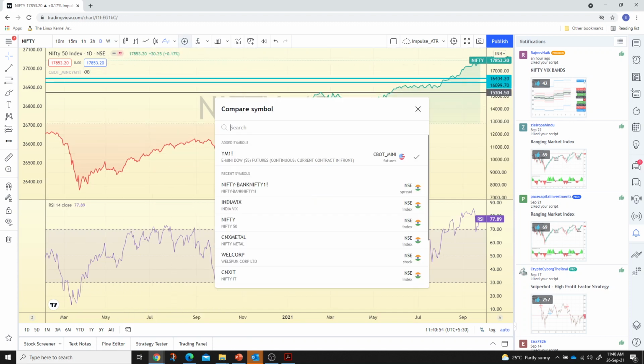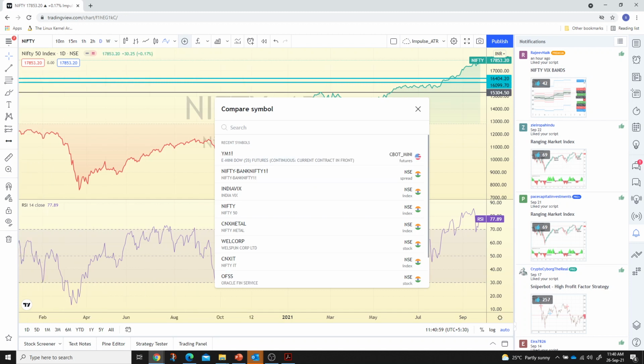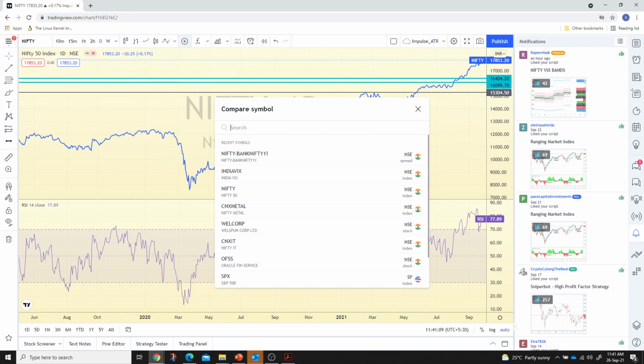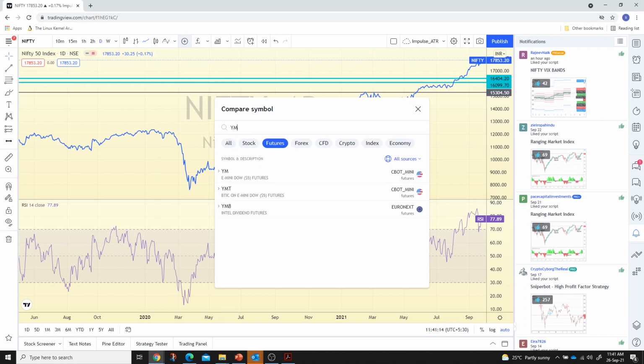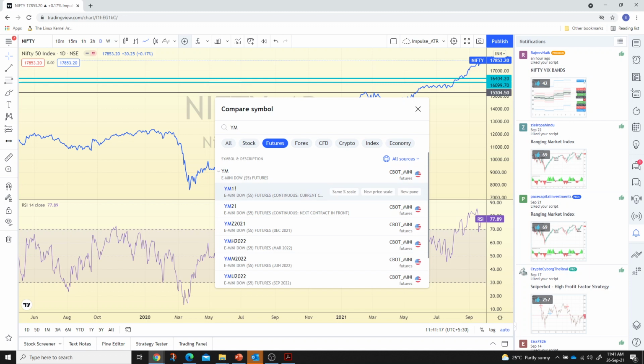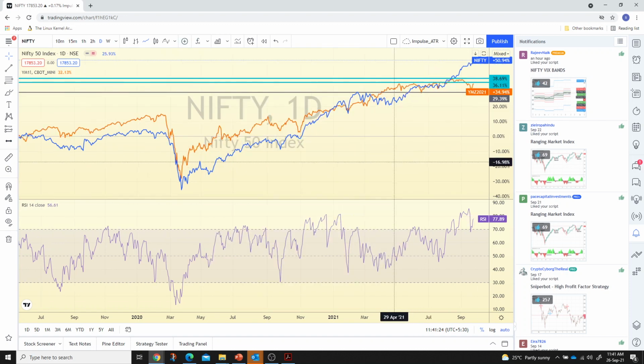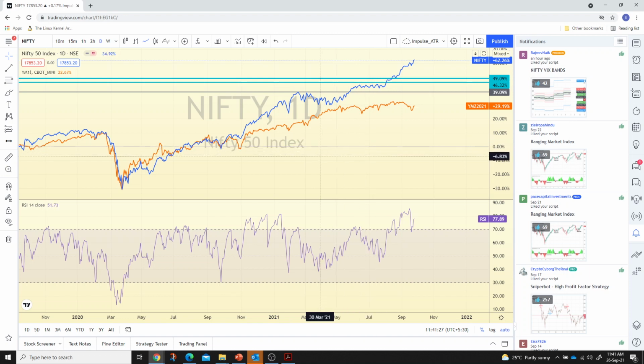For example, I sometimes say that it closely follows Dow futures when we are in a trading session. So let's say I go to this and then I click on YM. Same percentage scale. Okay. So it shows me some kind of correlation to what our market is doing and what the US market is doing. I use this sometimes.